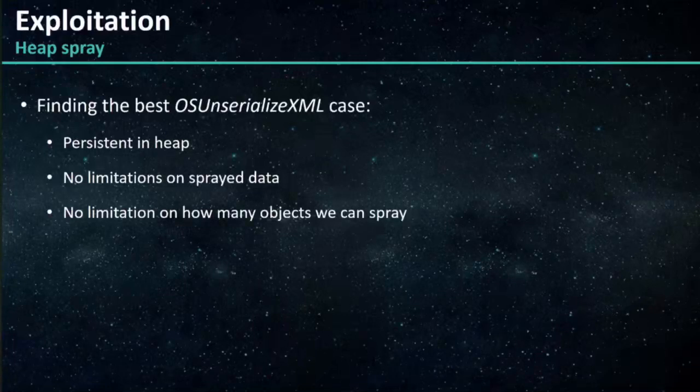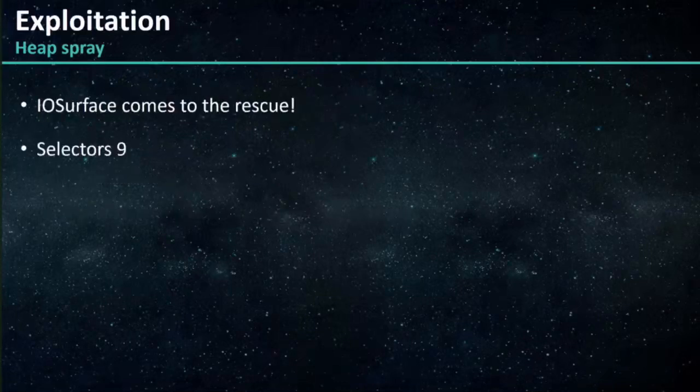Anyway, there are a few problems with that. First of all, up to this presentation, I didn't see any persistent memory. Usually the kernel would just unserialize the XML, extract the relevant information, and then immediately free that information. I also didn't want any limitation on the spray data, and I wanted to be able to spray as many times as possible. Lucky for us, IOSurface maintains a list of properties which are written as XML data. By the way, selector 9, for those of you who are interested.